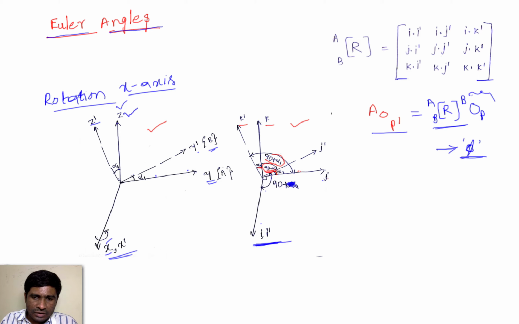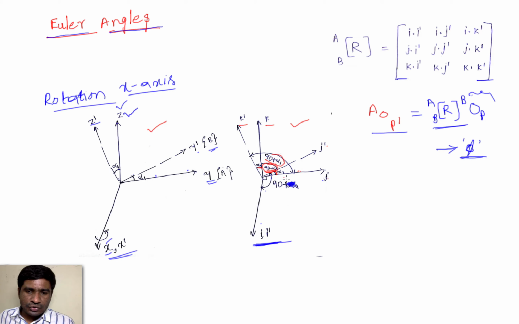This is 90 minus alpha. And then what is the angle between j dash and k dash? That is again 90 degrees. Why? Because whatever the amount of rotation j executed, the same amount of rotation is executed by k dash. So the angle between these two is 90 degrees here.